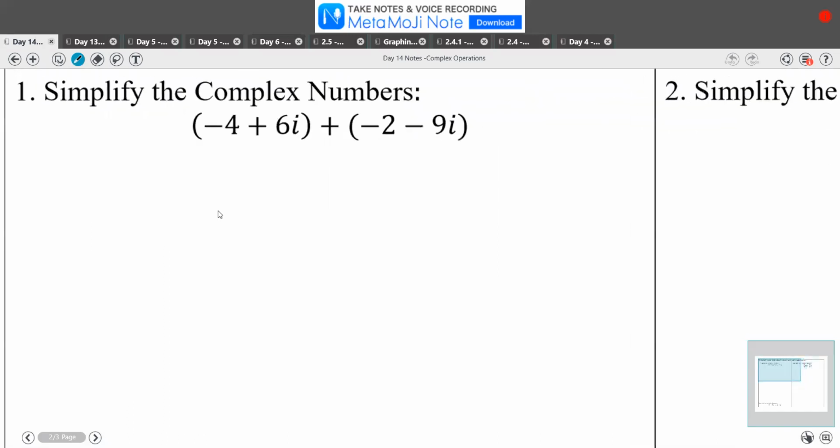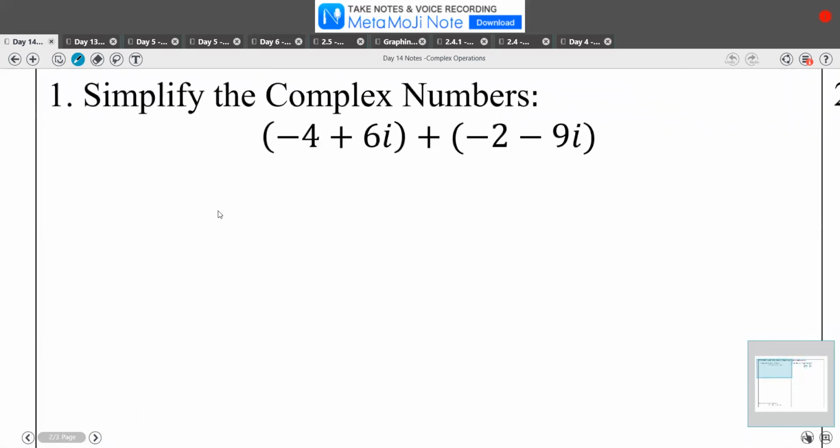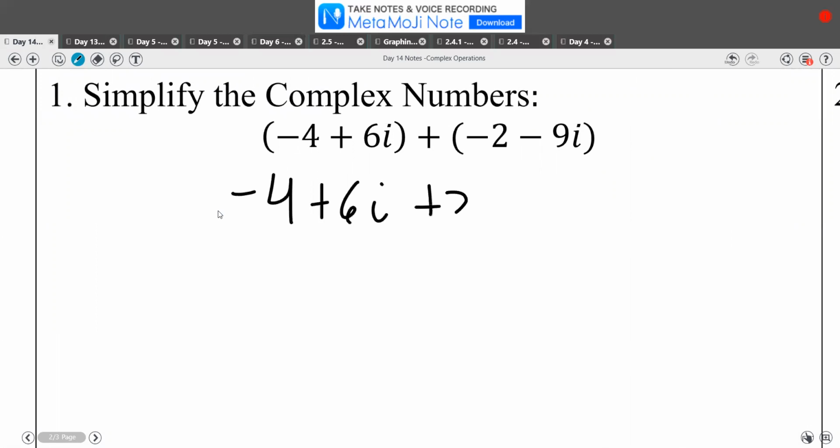So for instance, number 1, I am adding -4 plus 6i, so that's an imaginary complex number, plus -2 minus 9i, again, another complex number. This is simply combining like terms. I have a plus, which means that it really doesn't do anything. So I could actually rewrite this without parentheses. Plus -2 minus 9i. And all I would simply do is combine like terms.